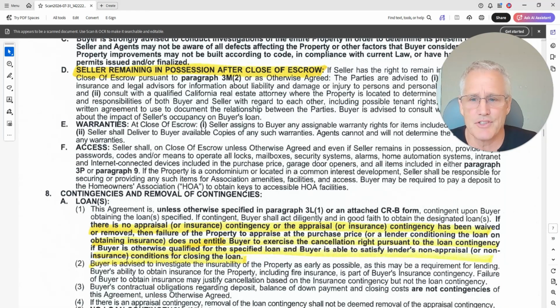Contingencies, removal of contingencies. It says for loans, if there is no appraisal or insurance contingency, or the appraisal or insurance contingency has been waived or removed, then failure of the property to appraise at purchase price, or lender conditioning the loan on obtaining insurance, does not entitle buyer to exercise the cancellation right pursuant to the loan contingency. So basically what that's saying is if you've removed your loan contingency, like we saw at the beginning of the contract, and you can't get your loan, you're most likely not going to be able to keep your deposit.